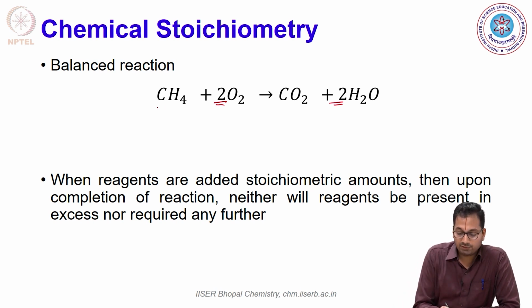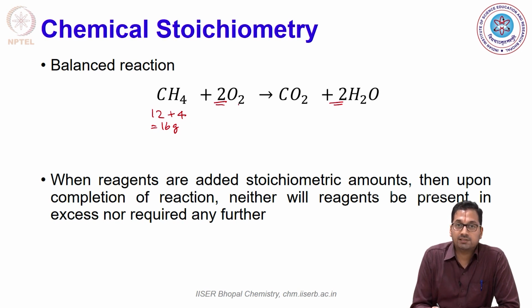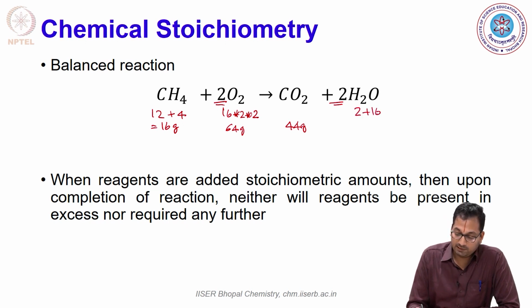CH4, the molecular weight of CH4 is going to be 12 plus 4, that's going to be 16 grams. And oxygen is 16 times 2 and you have 2 of those. So basically you are going to have 16 times 2 times 2, that's going to be 64 grams. And carbon dioxide, as we have just discussed a few moments back, is 44 grams. And water is going to be 2 plus 16 times 2, that's going to make it 18 times 2 on the right hand side. Basically this is going to be 36 grams.